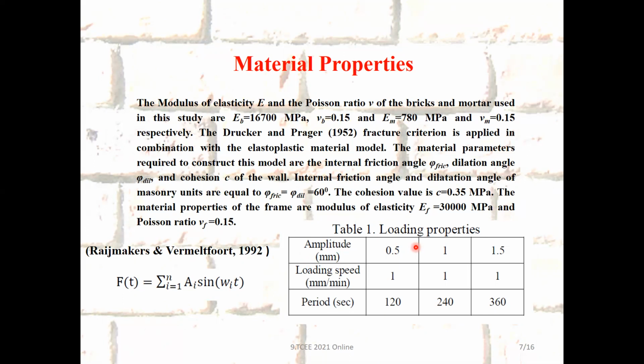In this study, for the cyclic loading, you can see this formula. It is applied to the wall models, and in this formula, A is the amplitude, W is the frequency and T is the time. The amplitudes for the loading steps are 0.5, 1, and 1.5. And the loading parameter speeds are constant during the experiment. You can see the period of the study here.